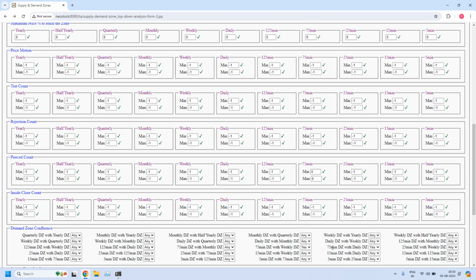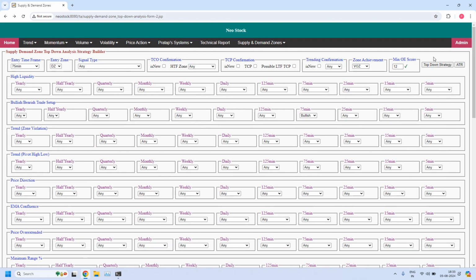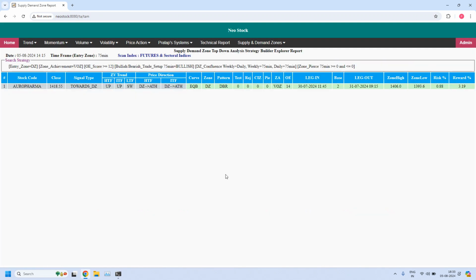Next one is daily demand zone with weekly. This is ITF and HTF. So all the three confluences we enabled. So only one stock, Arvind Pharma, is having confluence with weekly, daily and 75 minutes. Sorry for my mistake. This is a weekly income trade.